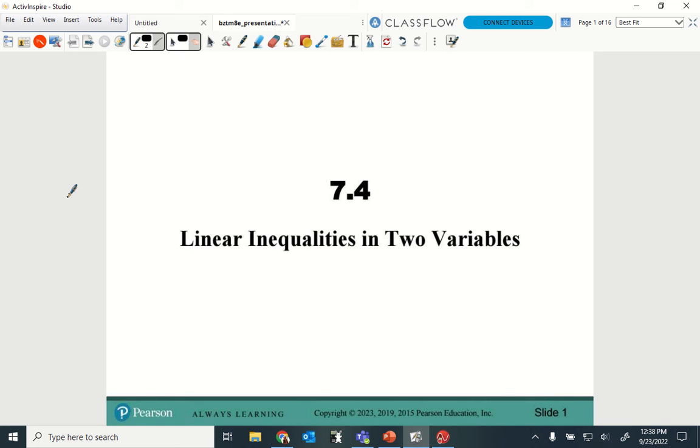So today, 7.4, and for those people following along at home because they decided not to come to school today, this is on page number 17. Thank you, 17. There we go. Okay. So, page number 17.